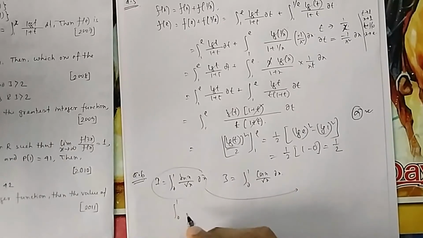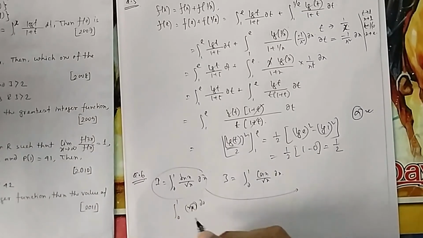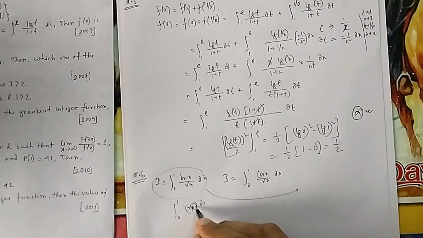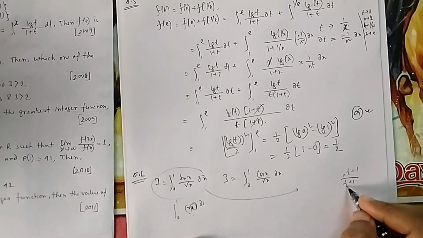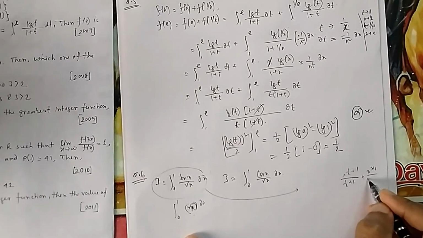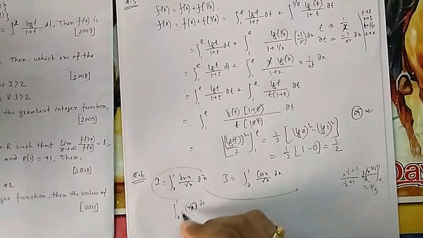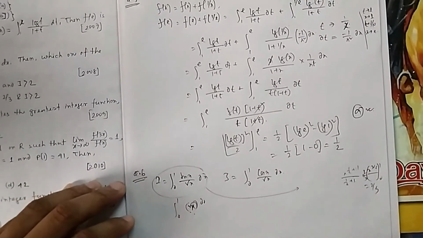If you integrate 0 to 1 root x dx, so what will be root x dx? It will be x to the power n plus 1 by n plus 1. So it will be x to the power half plus 1 by half plus 1. That means x to the power 3 by 2 divided by 3 by 2. So from 0 to 1, it will be 2 by 3. So that means they are asking you to compare with this one.